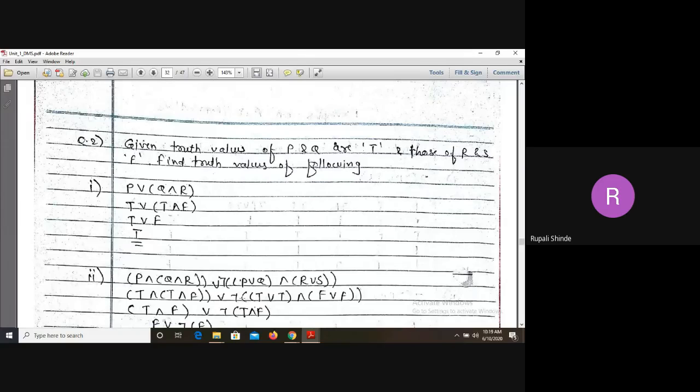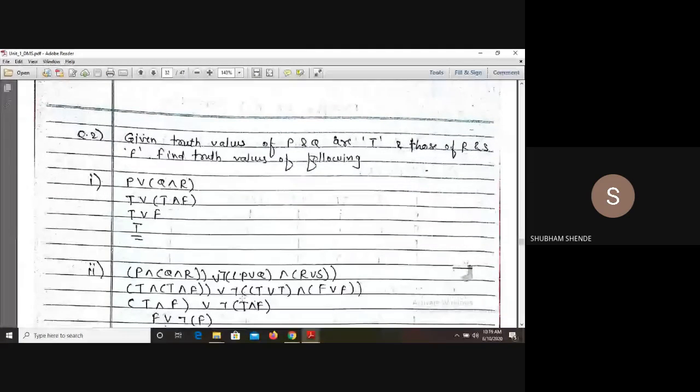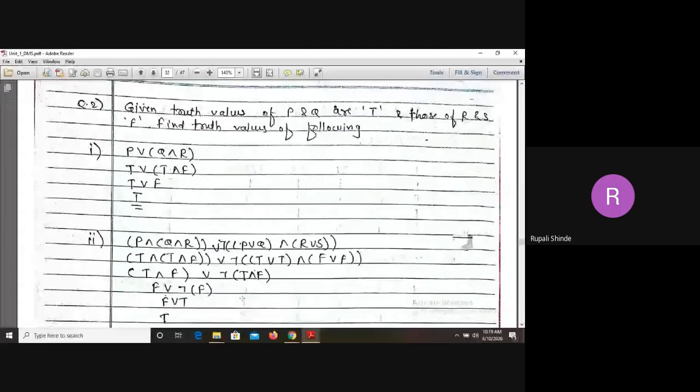Final answer is true. So how has it come? F or F is F. T or T is T. T and F has value F, and we have to take the negation. So negation of F is T.